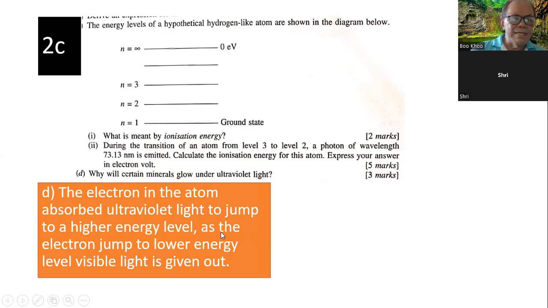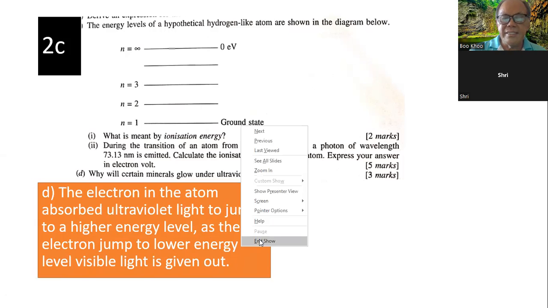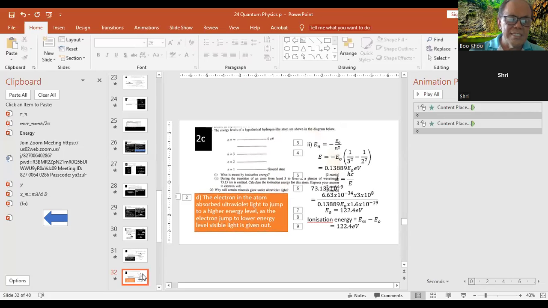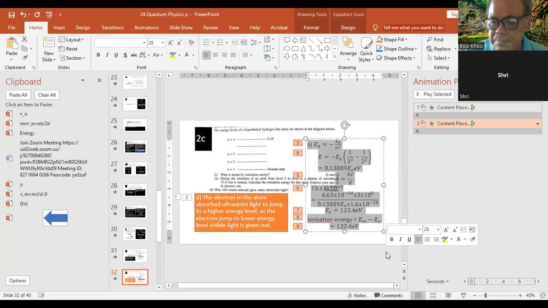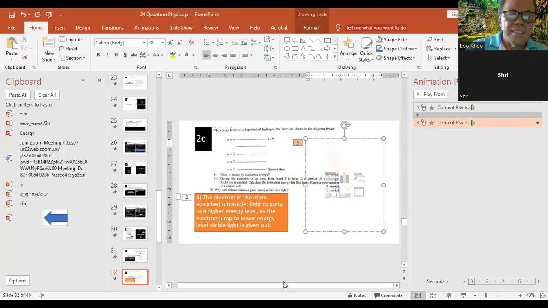Electrons in the atom absorb ultraviolet light to jump to a higher energy level. As the electron jumps to a lower energy level, visible light is given out. If you want to add more, you can. This one I don't agree with the answer in your book. That's why I put a red sign there. Since it's 3 marks, you have to add one more point.